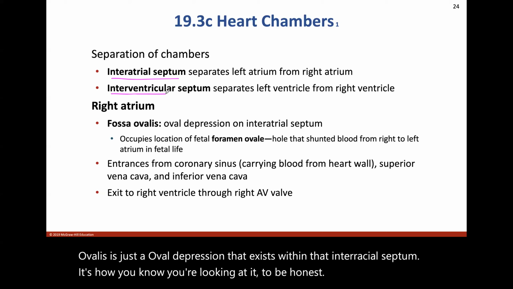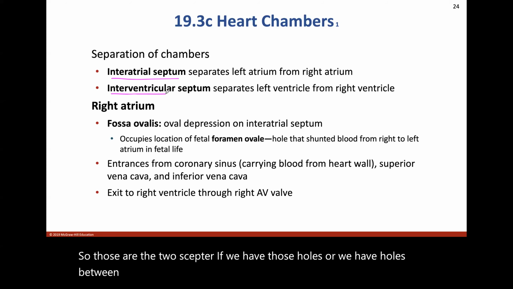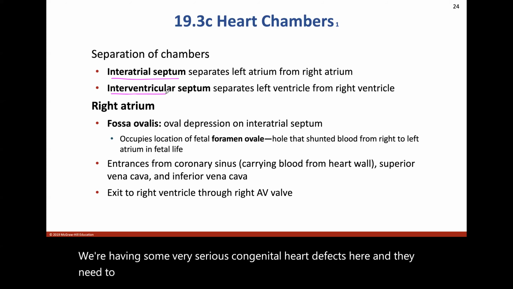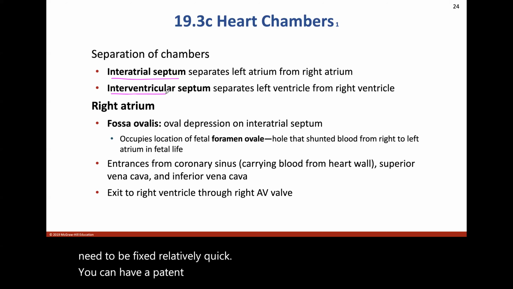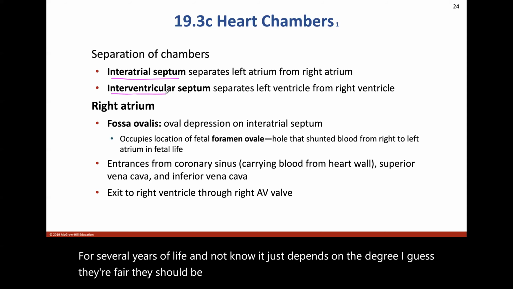So those are the two septa. If we have holes between those two septa outside the womb after birth, obviously we're having some very serious congenital heart defects here, and they need to be fixed relatively quickly. You can have a patent foramen ovale for several years of life and not know it. It just depends on the degree, I guess.